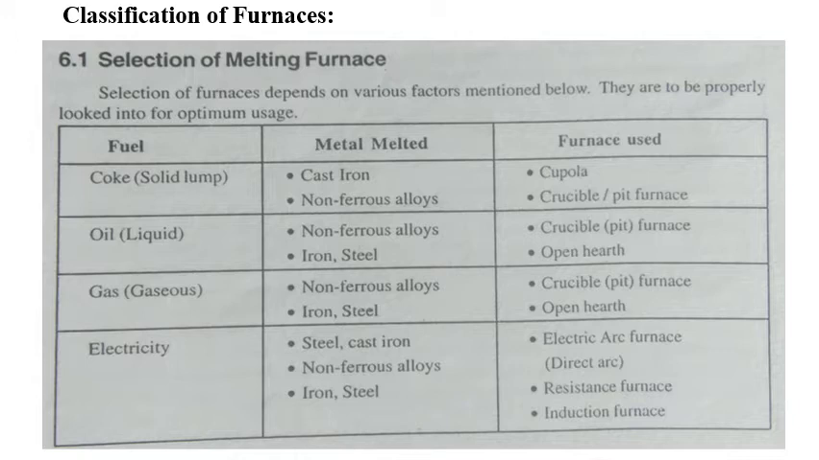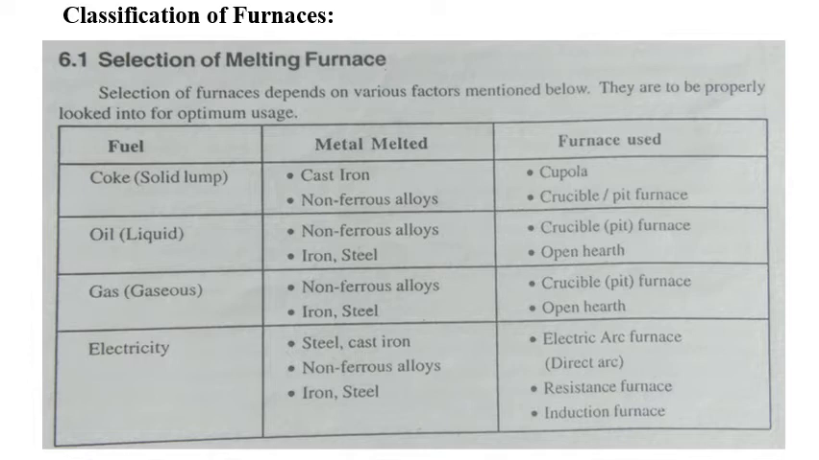If you want to melt cast iron, the furnace selected is a cupola. The cupola furnace melts only cast iron. For non-ferrous metal alloys, for example aluminium, tin, brass, bronze, etc., you can use the crucible or pit furnace. Suppose the fuel used is oil or liquid, for non-ferrous alloys and iron and steel. For non-ferrous alloys it is again the crucible and pit furnace. And if the metal is iron and steel, you can select the open hearth furnace.